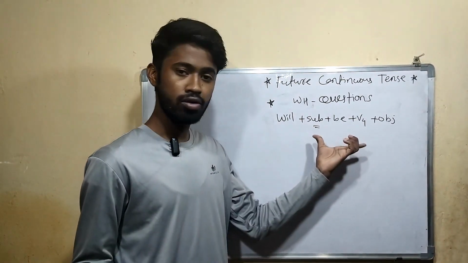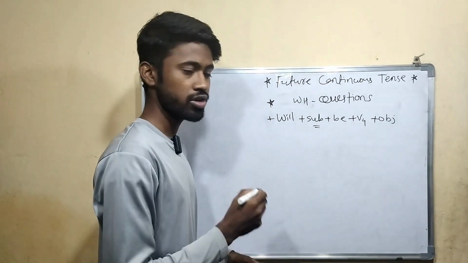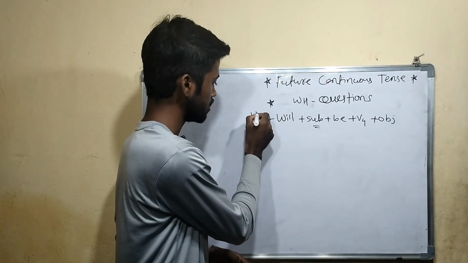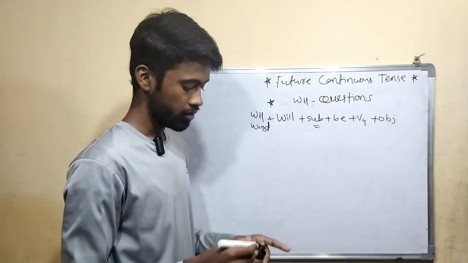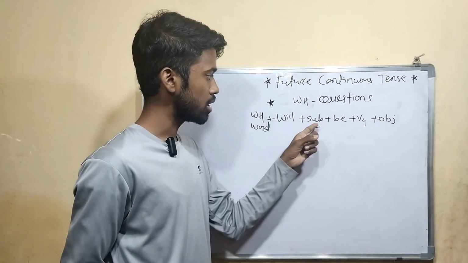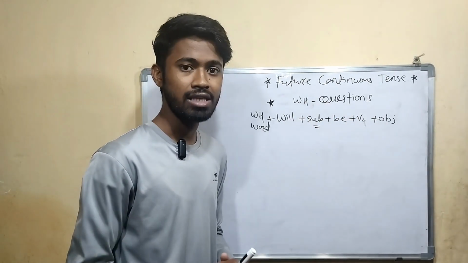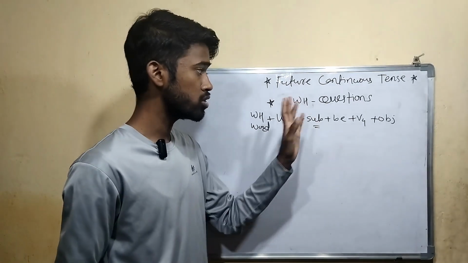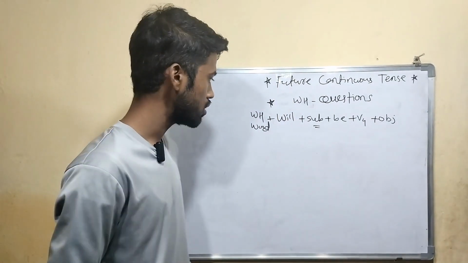So this is the verbal question structure, right? What we are going to do here is, at the first position, add the WH word. First the WH word will be there, after that will, followed by subject, after that be, after that first form of verb, and in the last, object. So this is going to be the WH questions structure in future continuous tense.